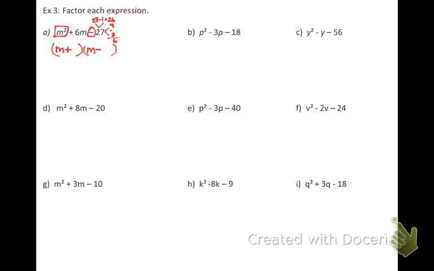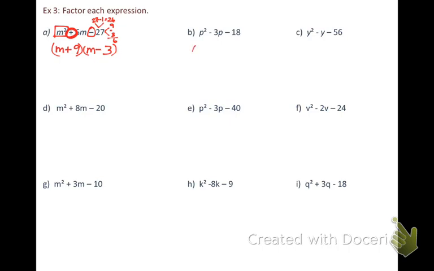But now we have to figure out where the 9 and the 3 go. Since the first sign is a plus sign, you're going to put the bigger number with the sign that is in the first one. So 9 will go with the positive and 3 will go with the negative. Let's try that again because it's sometimes difficult.